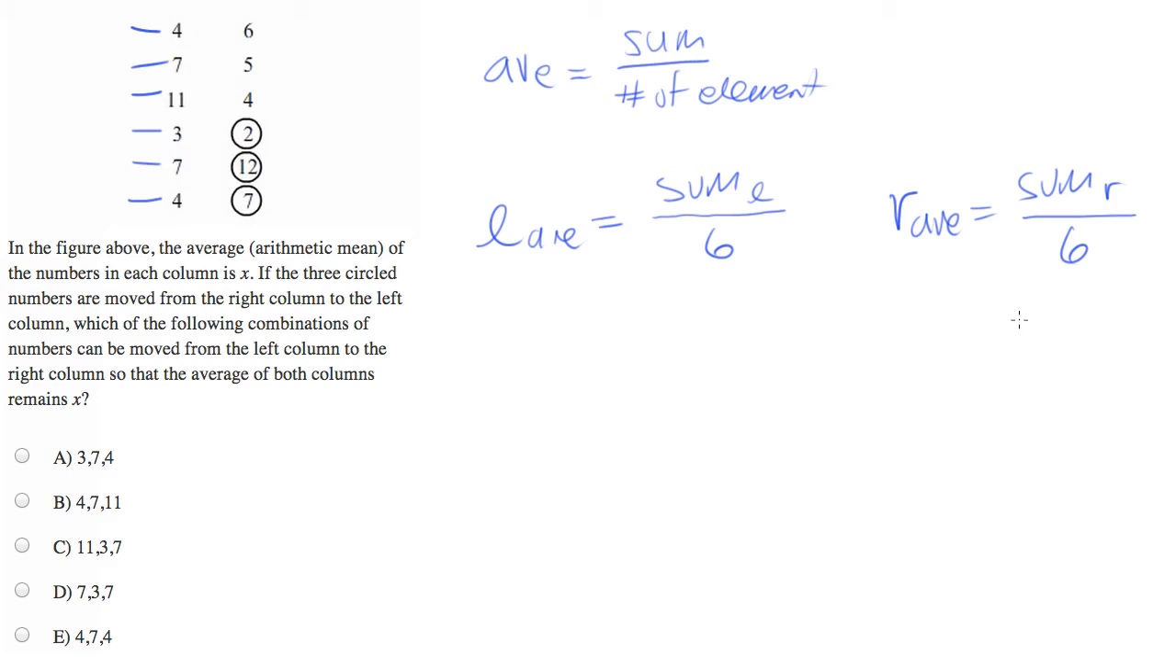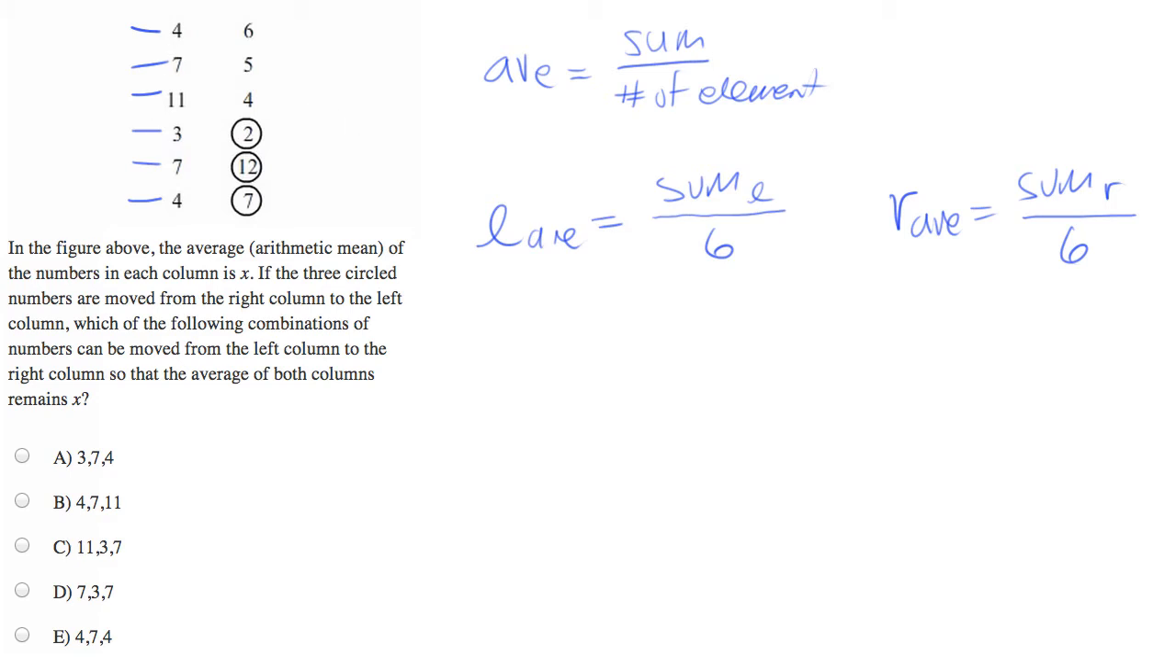The key takeaway here is that what matters is not exactly the average so much as the sum, because the sum is a component of the average. So if we want to keep the average the same, we really need to keep the sum the same.